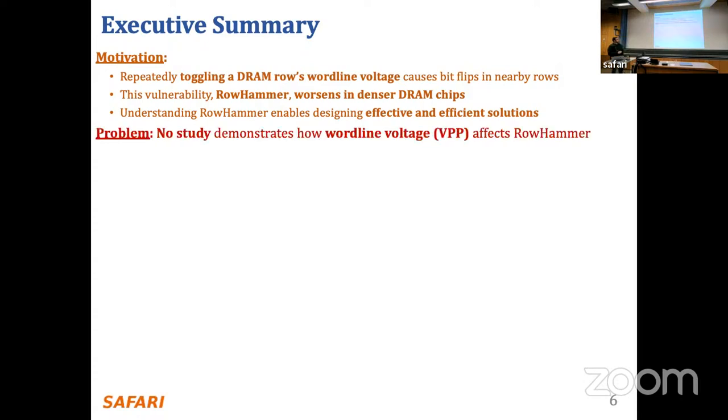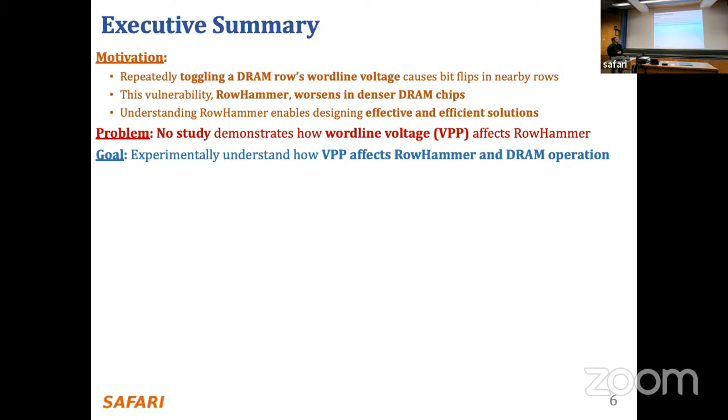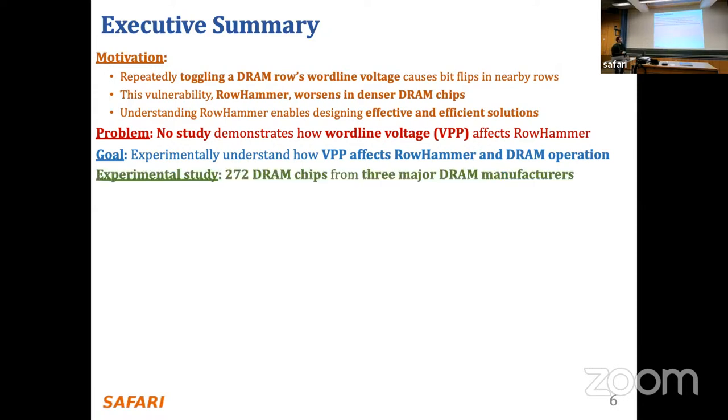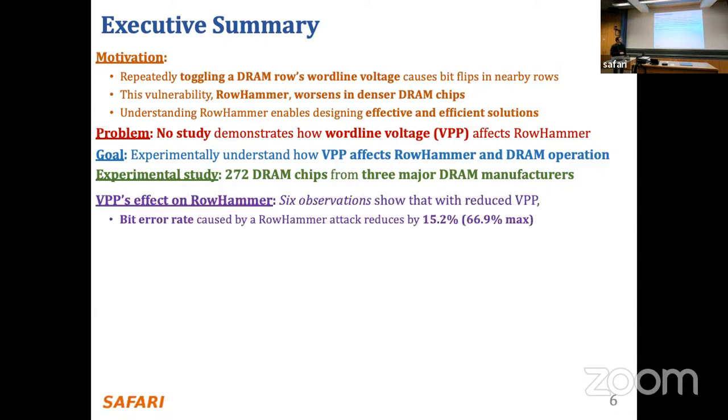But there's a problem that no study in the literature actually demonstrates how the magnitude of this word line voltage affects RowHammer. So we will look into this in this paper. So our goal is to experimentally understand the relation between VPP, which is the word line voltage, and RowHammer, and the effects of changing VPP on other DRAM operations. And to this end, we conduct an experimental study using 272 DRAM chips from three major DRAM manufacturers. We made six observations here, but I'll summarize as follows.